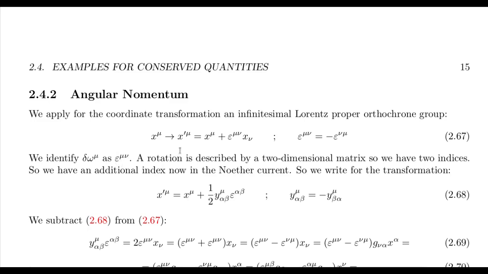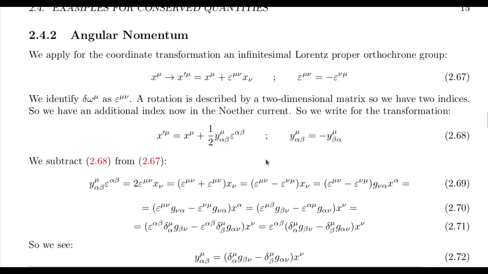And yeah, here we have a two-dimensional matrix if we describe a rotation, and though we have an additional index here in the formalism, and that means we have to write here for the Y matrix now 3 indices. And of course then in these two indices for the transformation it is antisymmetric. Okay.